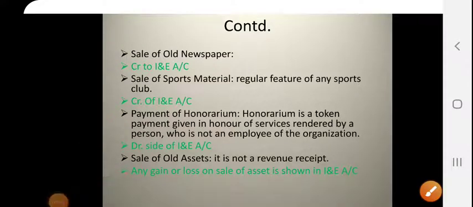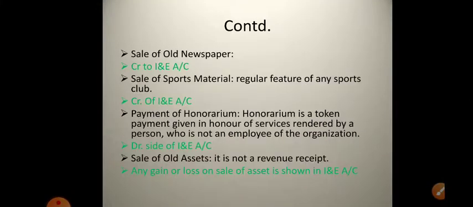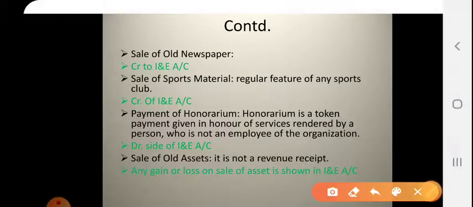Next is sale of sports material. Sale of old sports material, like old balls, bats, nets, is a regular feature of any sports club, isn't it? If they get old and we sell them, it is a recurring feature of a sports club. Because of it, we show this on the credit side of the income and expenditure account.